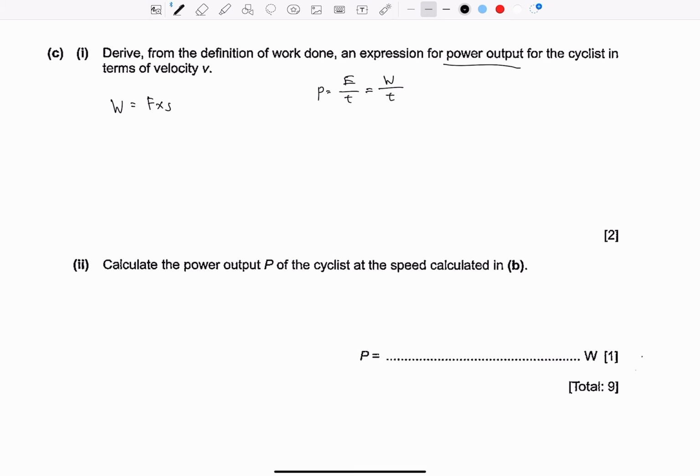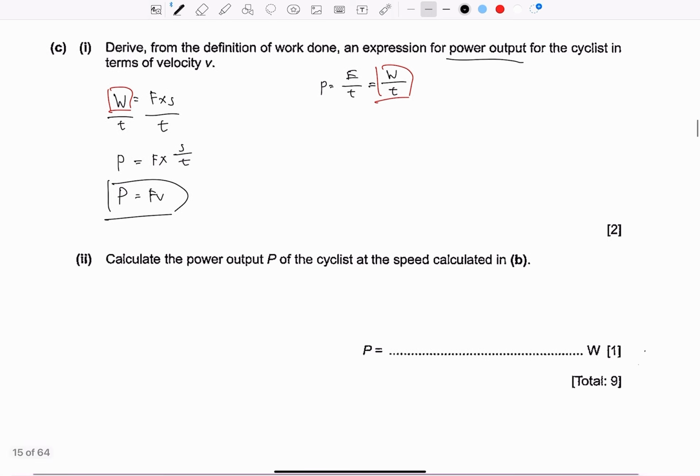Okay. So if we were to compare this one and this one, what's the difference? The difference is that the one on the left hand side is missing a time on the denominator. So we can just divide both sides by t. And look at that. We get power on the left hand side, and you get force times displacement over time. If we were to rearrange it, we'll get force times displacement over time. And as you know, displacement over time is actually velocity. So there we go. That's the expression.